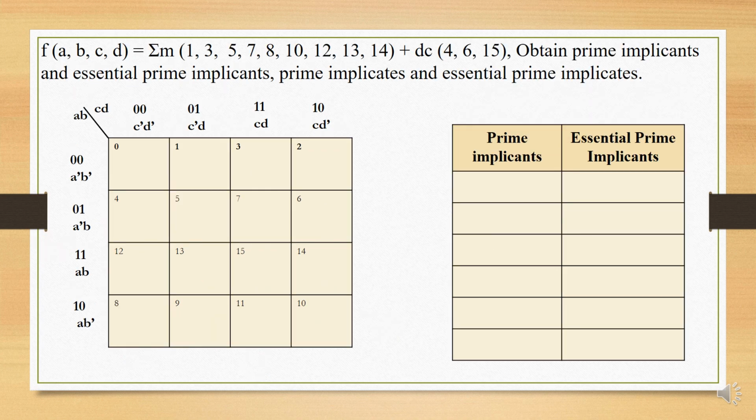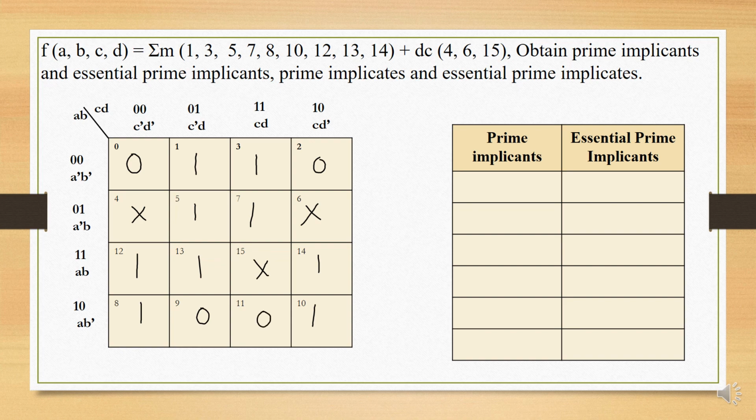Next example is f of a, b, c, d equal to summation m 1, 3, 5, 7, 8, 10, 12, 13, 14 plus don't care 4, 6, 15. Let us obtain the prime implicants and essential prime implicants along with prime implicates and essential prime implicates. So for the given Boolean function, we need to place logic 1 for cell numbers 1, 3, 5, 7, 8, 10, 12, 13, 14, and we have to place don't care terms in cell numbers 4, 6, 15. The remaining cells we need to place logic zeros.